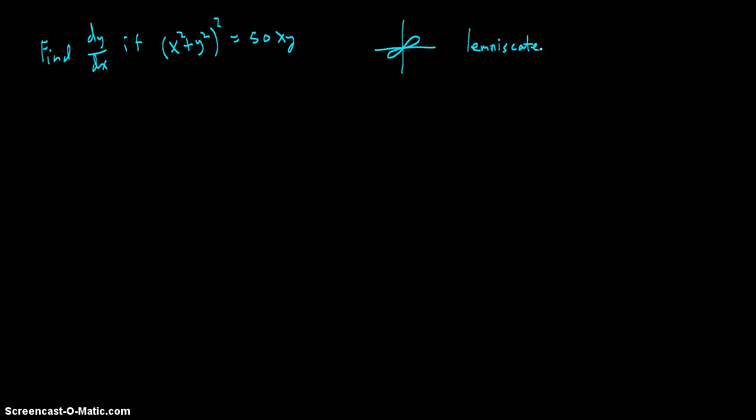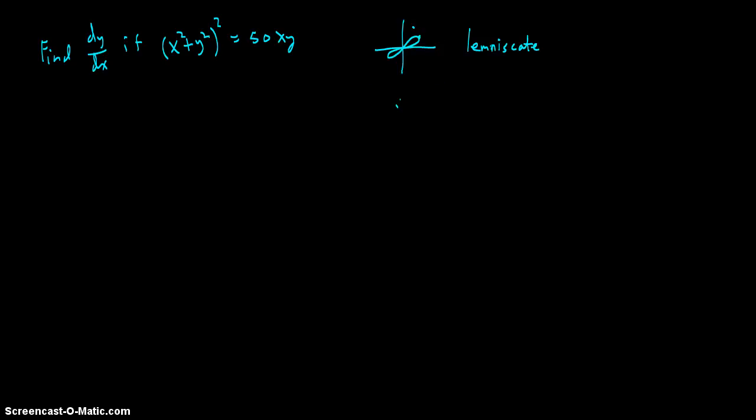In this example, we would like to find dy/dx if (x squared plus y squared) squared is equal to 50xy. The graph of this curve looks like a figure 8 sideways. It's called a lemniscate.